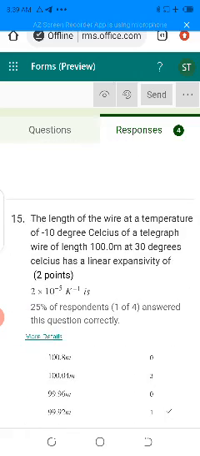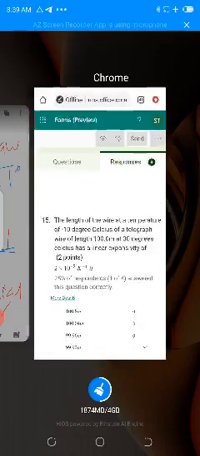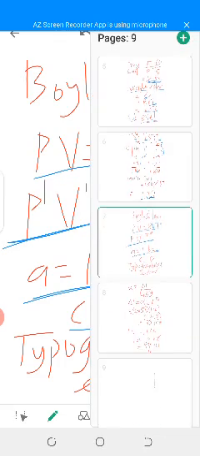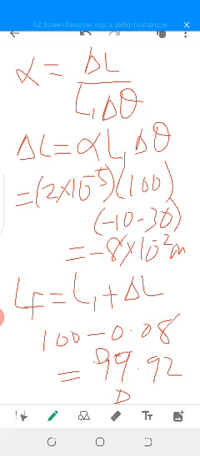Question 15: the length of a telegraph wire at a temperature of minus 10 Celsius. So they gave us the length. Now the length is 100 meters. That's the original length. The set temperature is minus 10, and at 30 degrees it has a linear expansivity of 2 times 10 to the power minus 5. The question says we should find the length after it has expanded. Let's look at this together as well.